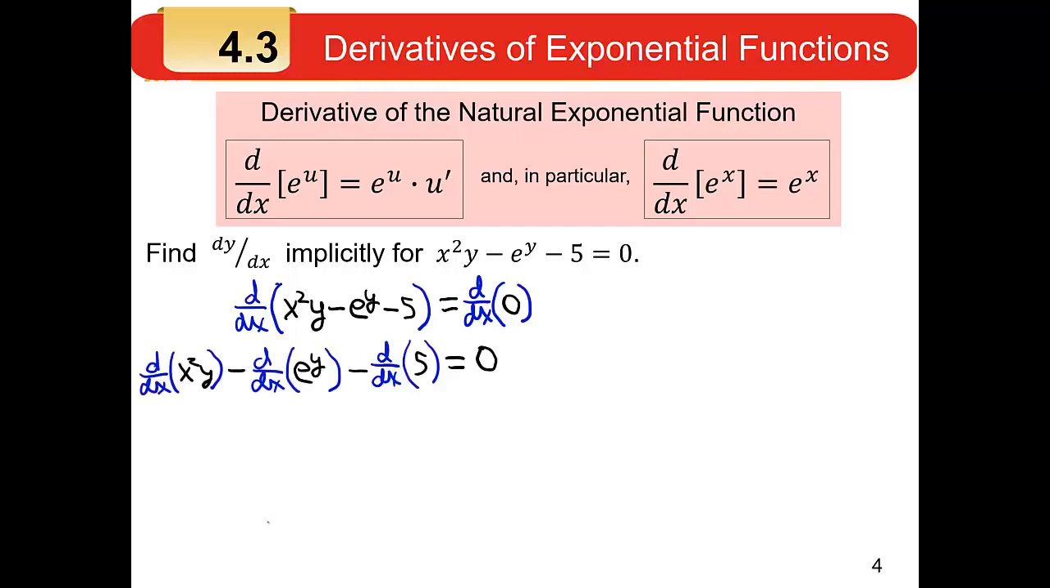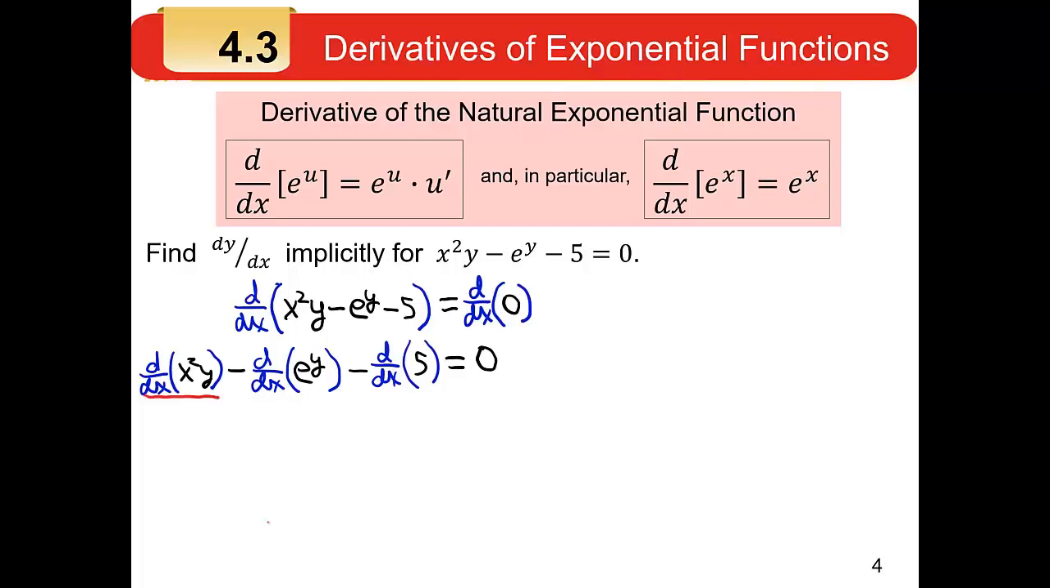So you've got to take the derivative of x squared times y minus the derivative of the next term, which is e to the y, minus the derivative of the next term, which is 5, equal to the derivative of 0. Well, the derivative of any number is 0. And now you've got to go back and take the derivative of those three terms on the left.